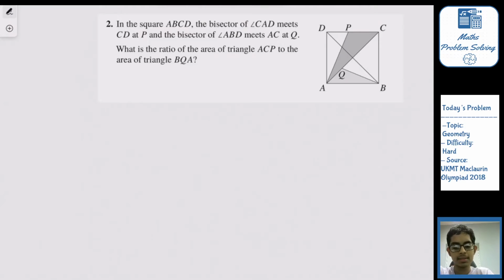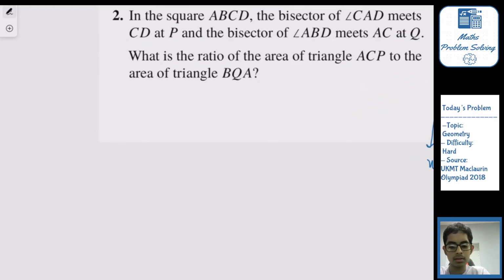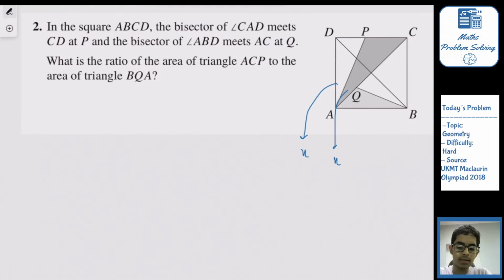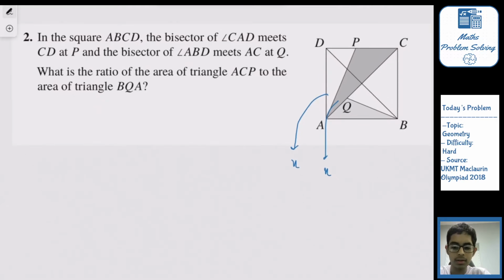In the square ABCD, the bisector of angle CAD meets side CD at point P. Okay, so the information which we have is that this equals x and so does this. I'll just zoom in a bit. And the bisector of angle ABD meets AC at Q. So again, we can label a bit more information on that: this angle equals y, and so does this angle.